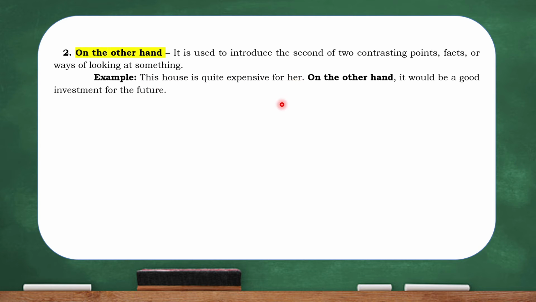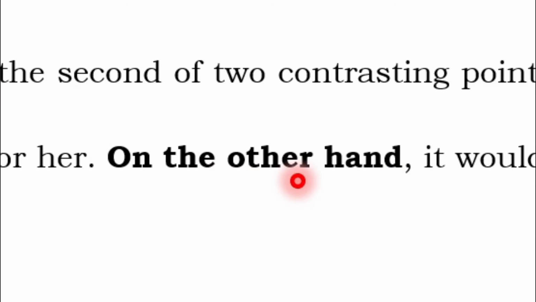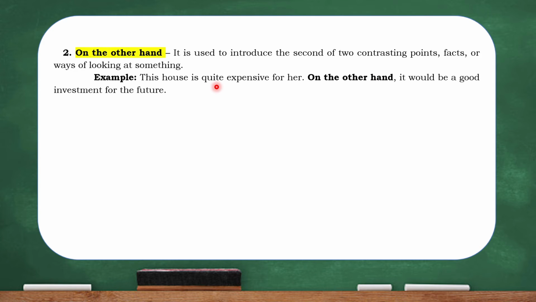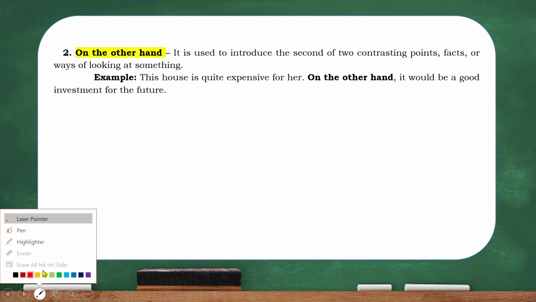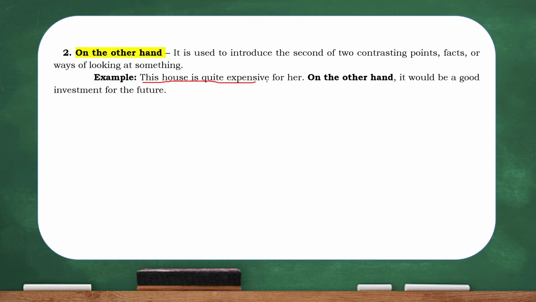So we added the transition word or expression on the other hand. And of course, because we are going to oppose this idea, we will be using the expression on the other hand. It would be a great investment for the future is our counterclaim, and we are helped by this highlighted or bolded expression, on the other hand, for us to be able to oppose the idea of the first sentence. Again, in this example, this is our claim and this is our counterclaim.